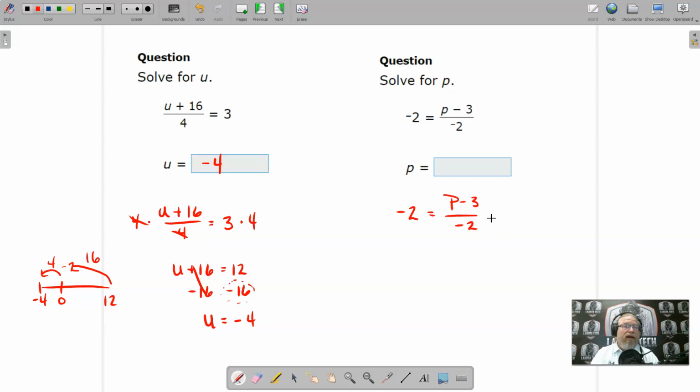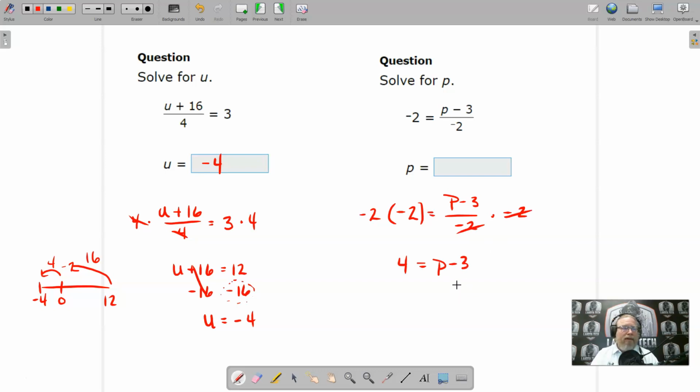Best way to get rid of a fraction, multiply times the denominator. So we're going to multiply both sides. Put that in parentheses there. Multiply both sides by negative 2. Negative 2 times negative 2 is a positive 4. The negative 2s are going to cancel each other, leaving me with p minus 3.